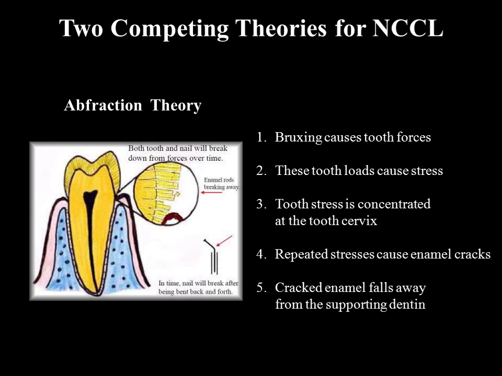A simple analogy depicting this fatigue and enamel failure is represented by the nail in the lower right-hand corner of this picture. If the nail is held firmly in a vise and the top of the nail is bent back and forth, the accumulated stresses at the base of the nail will eventually allow the metal to weaken and cause it to break in half.